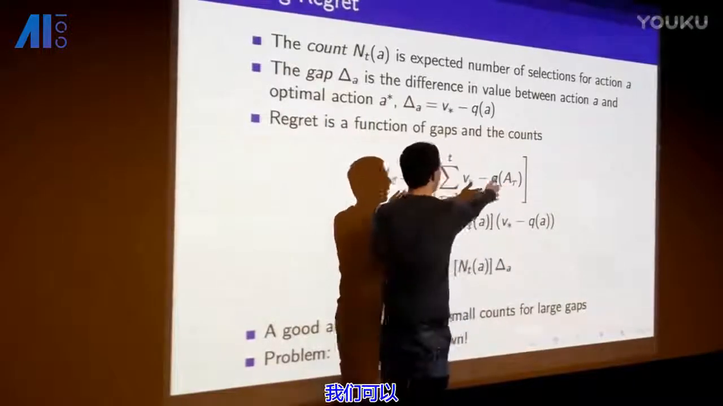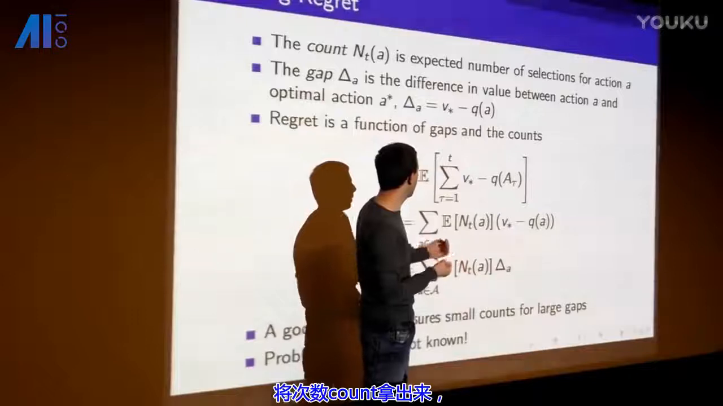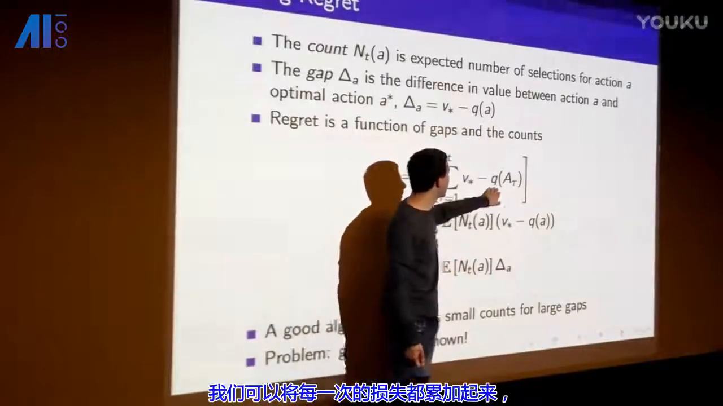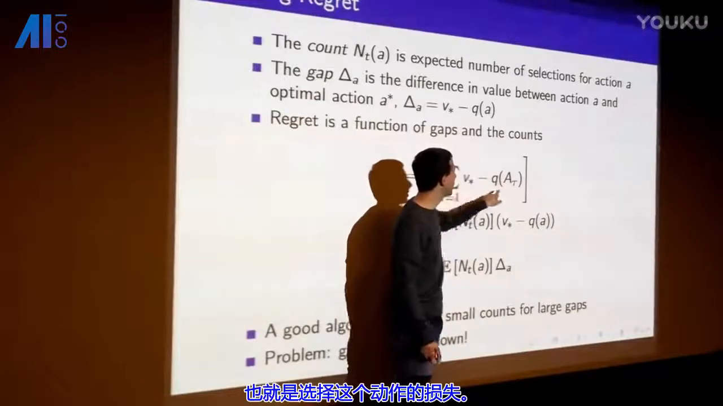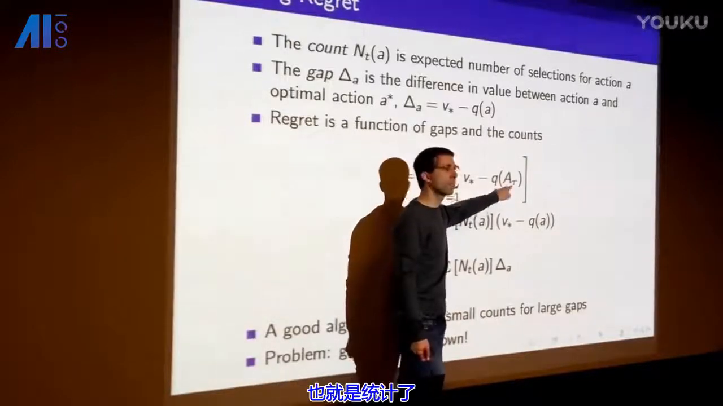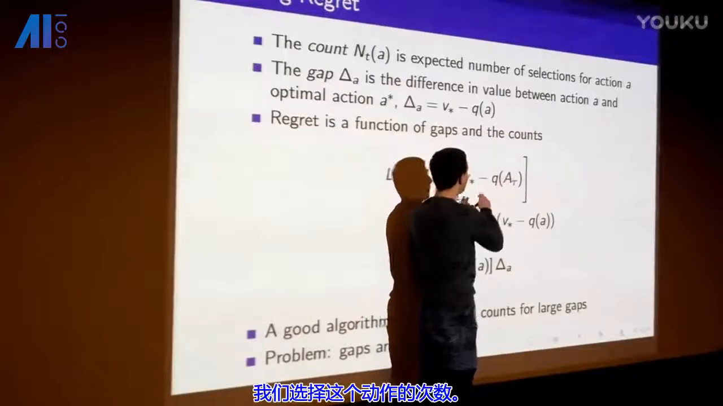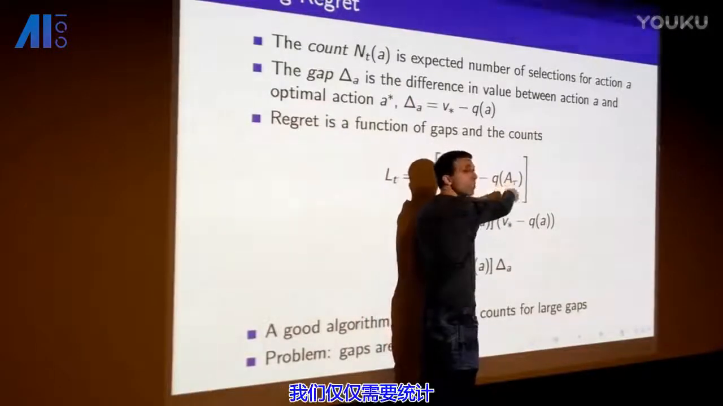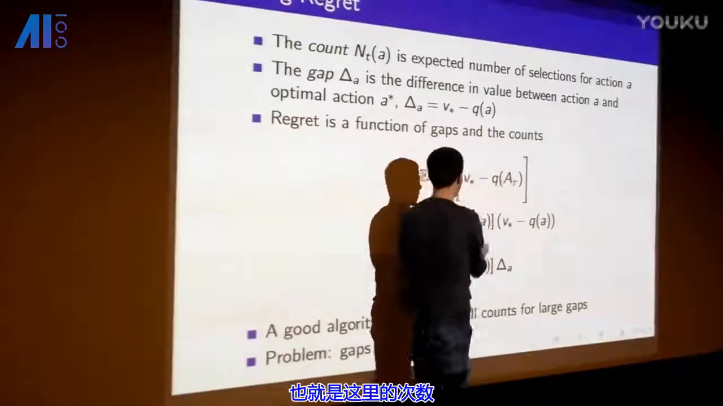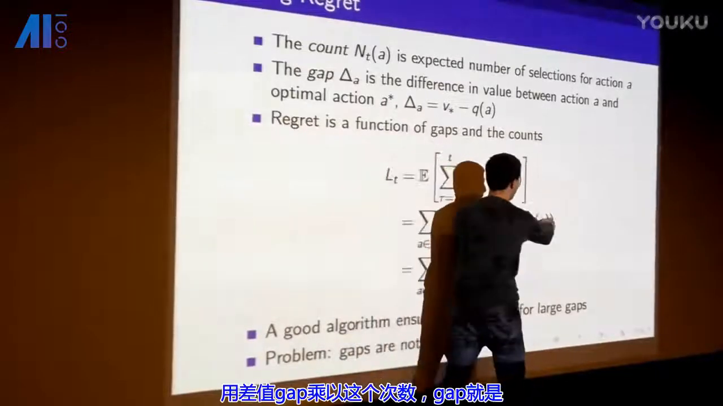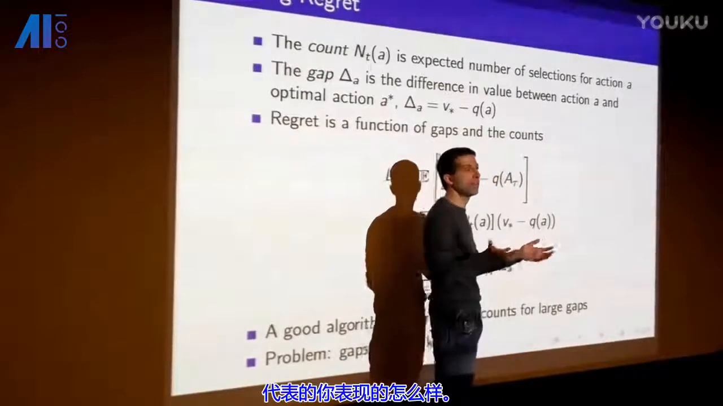And then we just sum those things up, and we can pull out the count. If we're summing up how much we lost each time we picked this action, then that's the same as counting how many times we chose this action and multiplying it by how much we lost each time we did pick that action. So we just have to count how many times we picked this action, that's our count here, and multiply that by this gap, how much worse that action was than optimal.